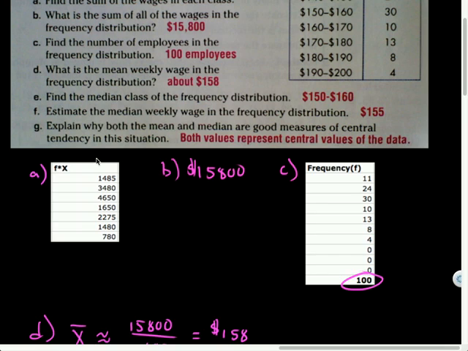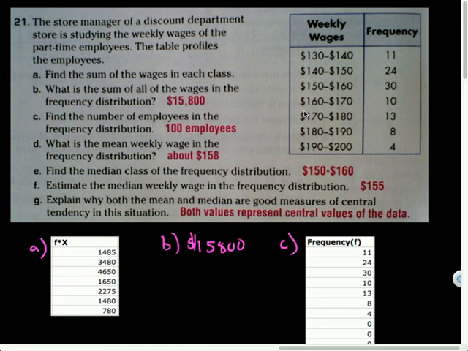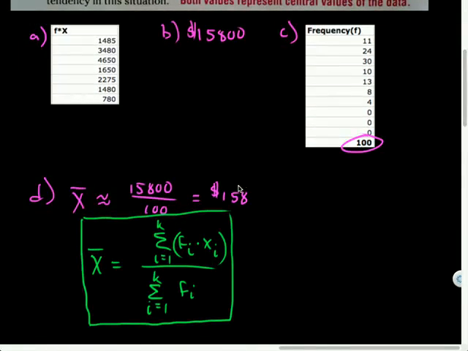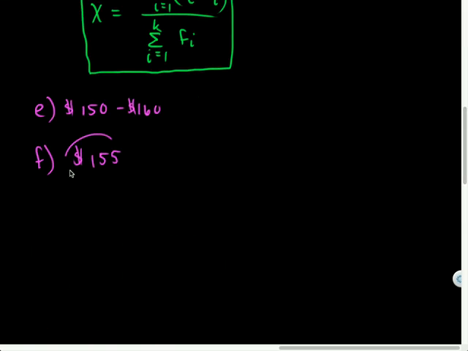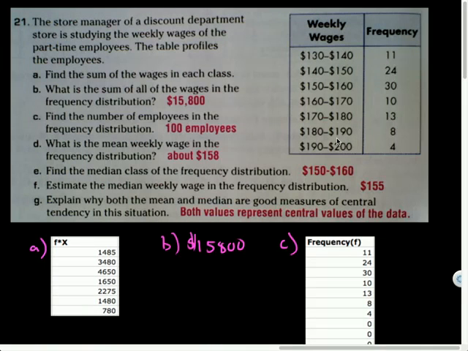And then G says, explain why both mean and median are good measures of central tendency in this situation. They said both values represent central values of the data, and that's the idea of the measure of central tendency. The median represented the middle-ish number in the list, and the mean is also kind of a middle-ish number, though they're both approximations in this case. Notice our mean was 158 and our median was 155. So they're close to each other with respect to the scale of the quantity we were talking about. So they both work pretty well. They're both pretty center-ish numbers.